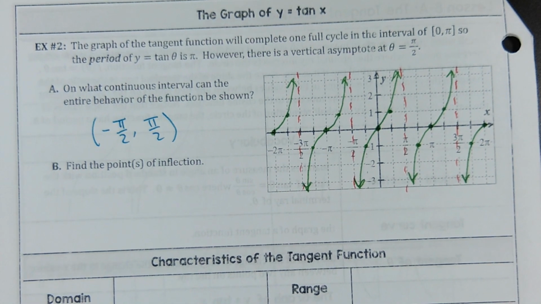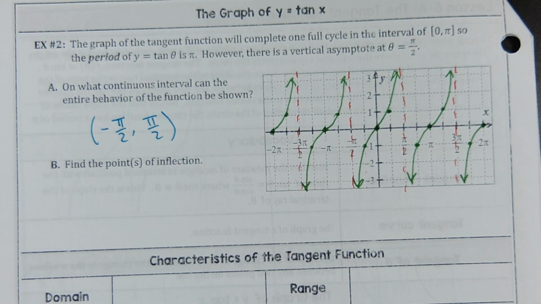The next thing says, find the inflection points. Well, tangent has an infinite number of inflection points just like sine and cosine do. What's really cool about it is, just like sine and cosine, those inflection points are found on a horizontal line that you could draw through the middle of it. I can't call it its midline, but it behaves like one.